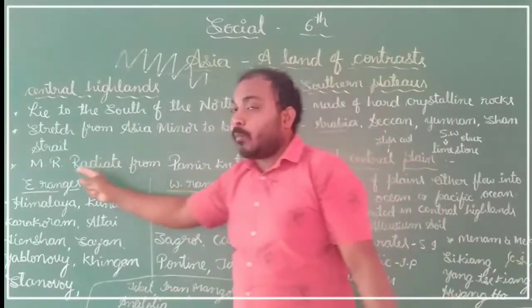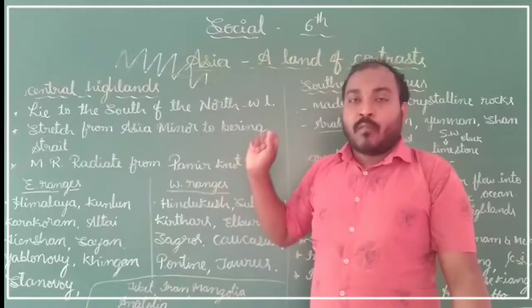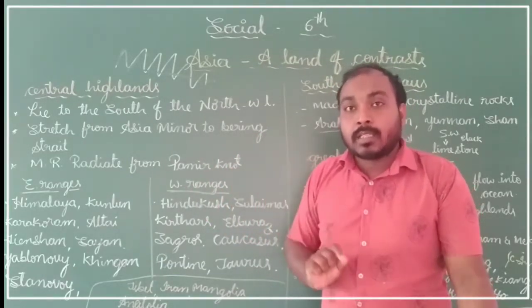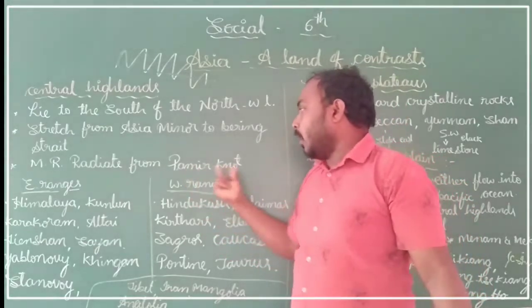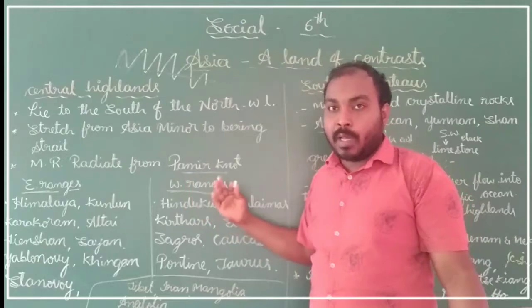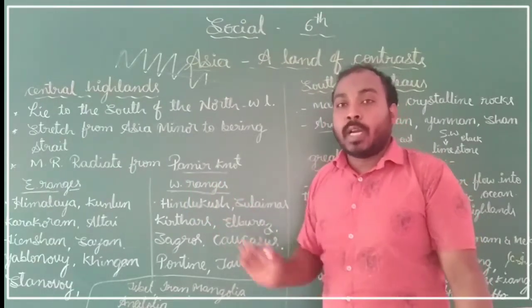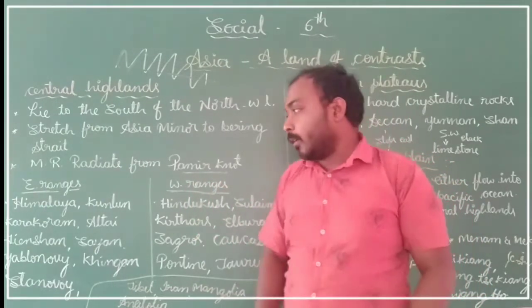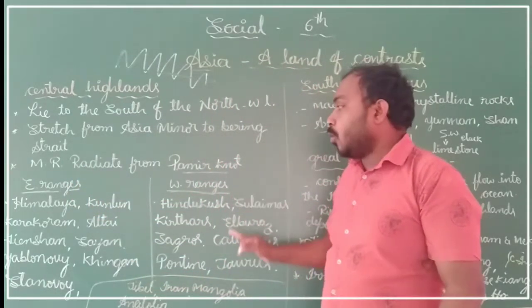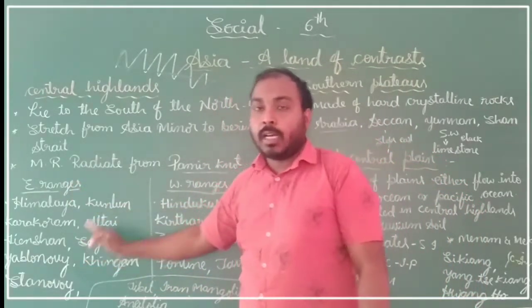Many mountain ranges are found in the central highlands. Those mountain ranges radiate from the Pamir Knot. They start from the Pamir Knot. Those mountain ranges are divided into two parts: eastern ranges and western ranges. So let us look into the eastern ranges.